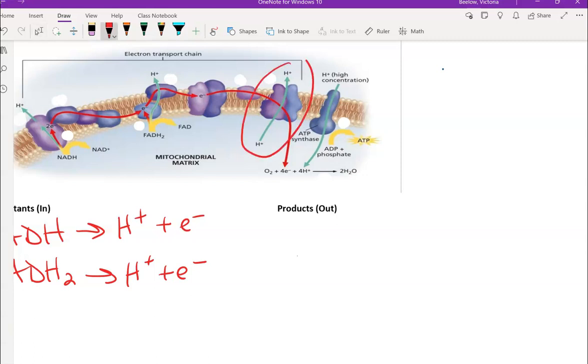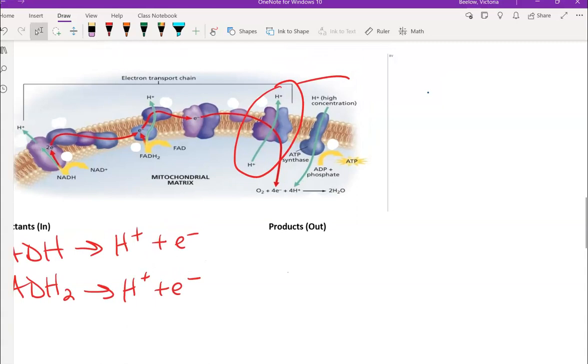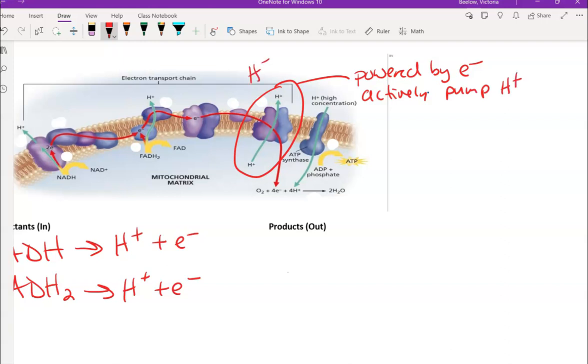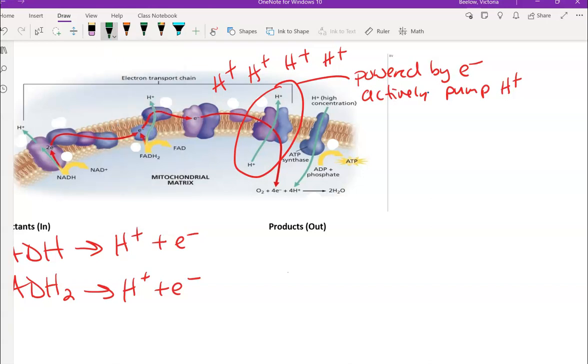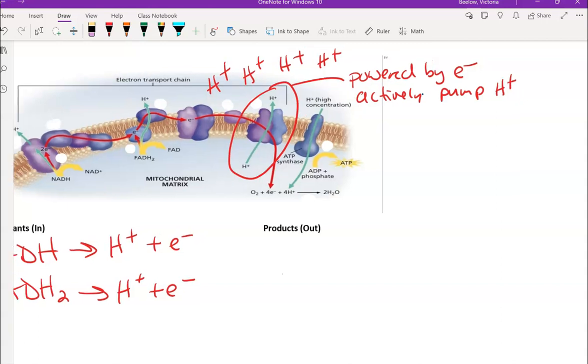Specifically, this right here. So this is like the main part of the ETC. So this is powered by the electrons, and electrons actually have a lot of energy. And this is going to actively pump that H plus into this space. So you're going to put a lot of H plus into this space. Now that H plus now needs to go somewhere. So we have this very high concentration of H plus here. All these H's are going to leave through one exit.